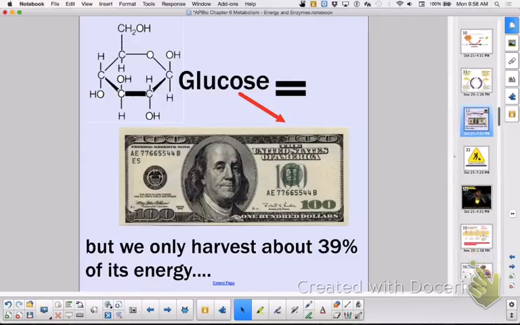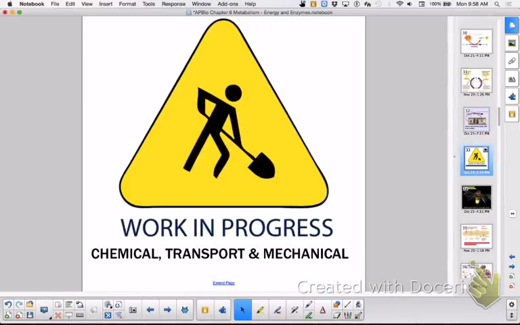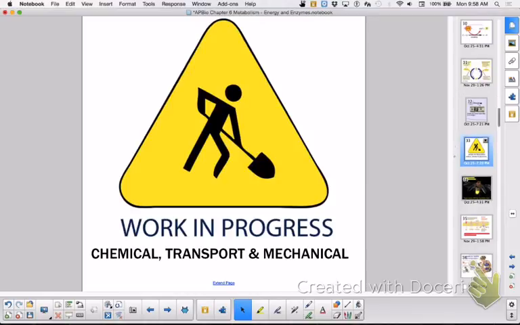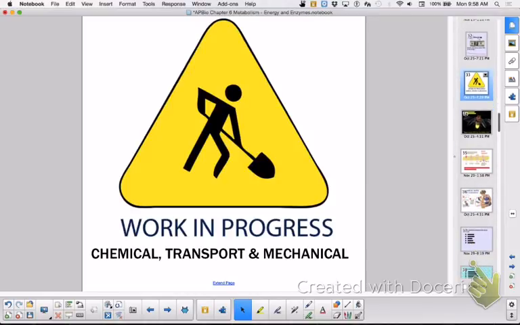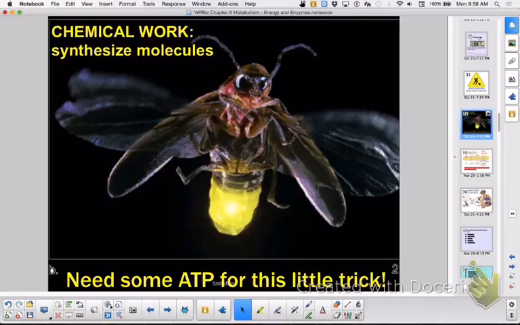So now let's segue. What are you using this ATP for? What kind of work are you doing with your ATP? So here are 3 big examples of what you might use it for. It could be for chemical work, to use the ATP to synthesize molecules in your body. Maybe you're rebuilding your muscle after exercise. So chemical work is used to synthesize macromolecules.